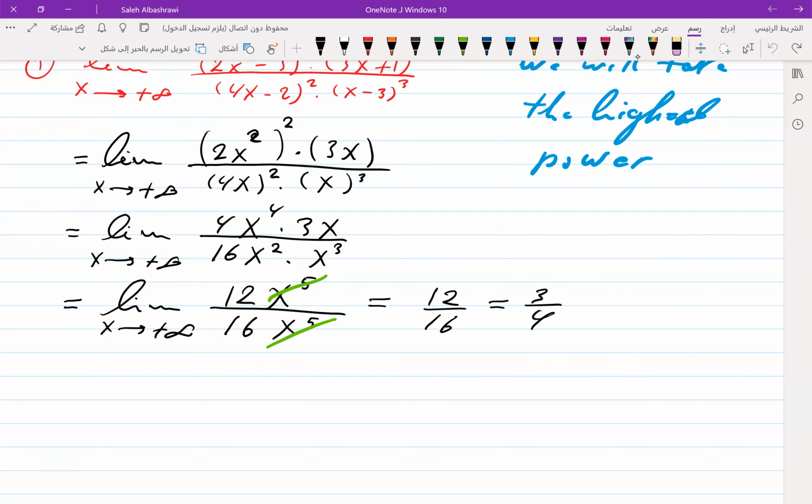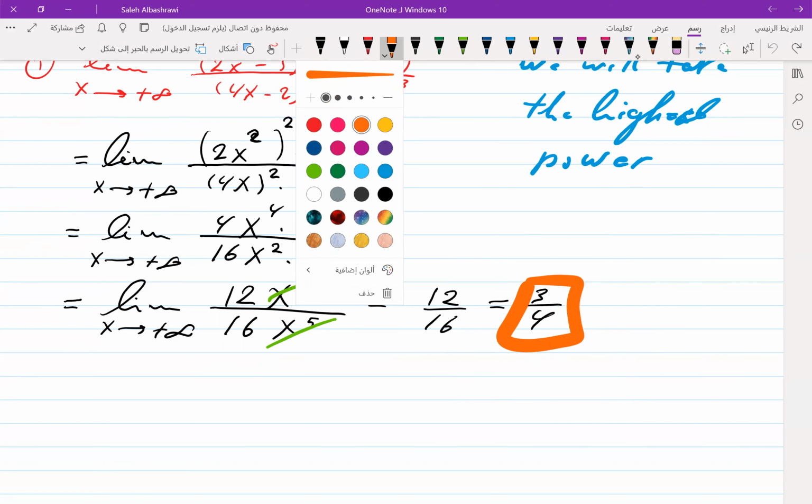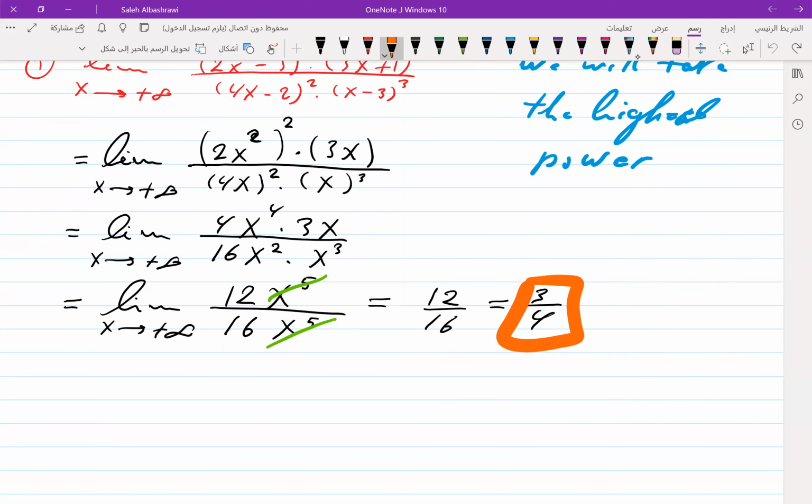So the limit for this function is equal to 3 over 4.